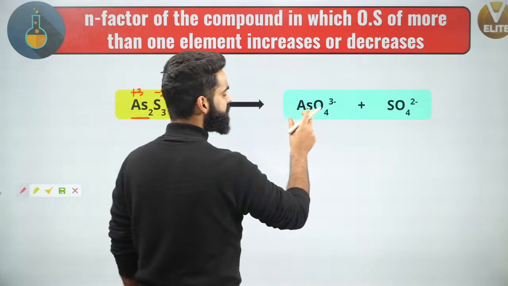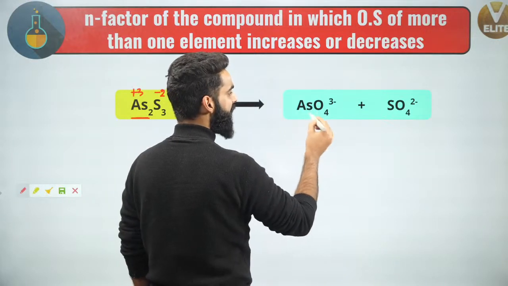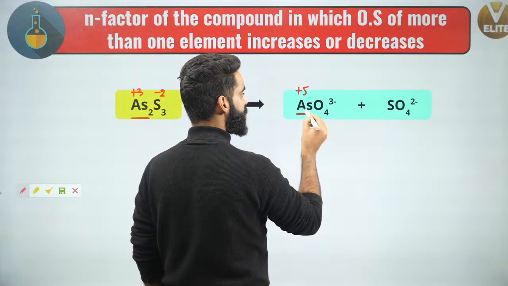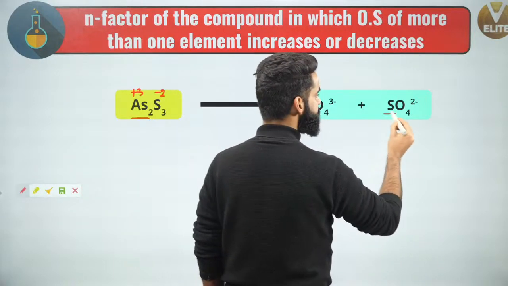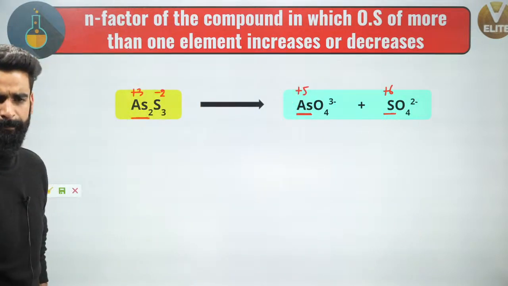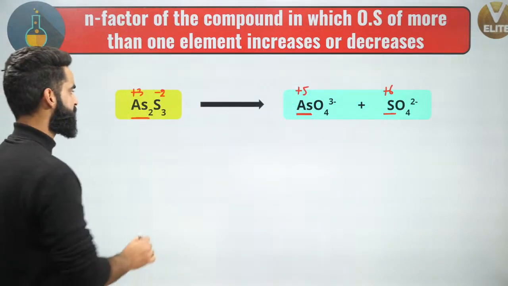What about the oxidation state of this As right here? You can calculate it. X - 8 is equal to -3. So you'll get the oxidation state of As right here as +5. What about the oxidation state of sulfur right here? It is going to be +6. Very simple. Now people understand.